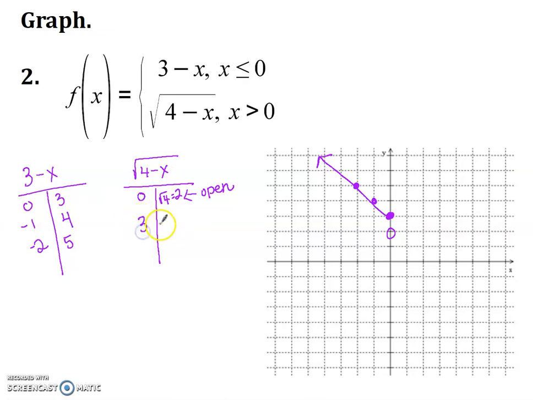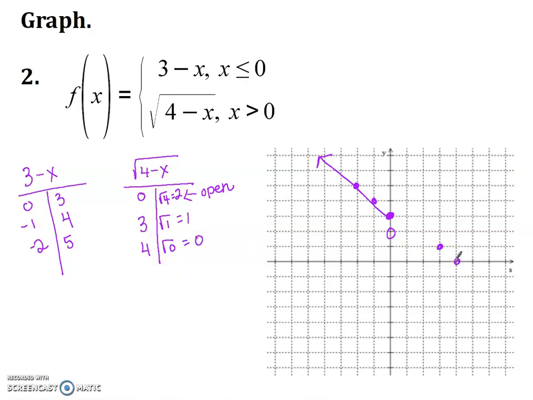But if I plug in 3, that's going to give me the square root of 4 minus 3, square root of 1, which is 1. So I'm going to have a point at (3, 1). Everything else after this point will be closed. If I plug in 4, that's going to give me the square root of 4 minus 4. Square root of 0 is 0.